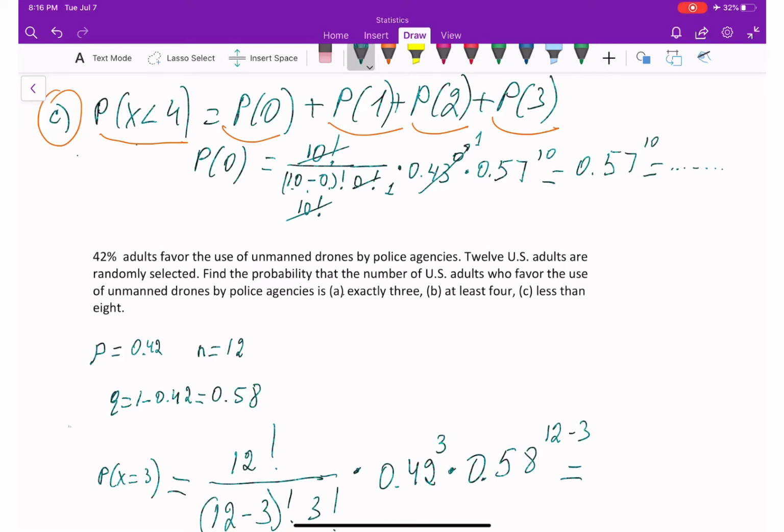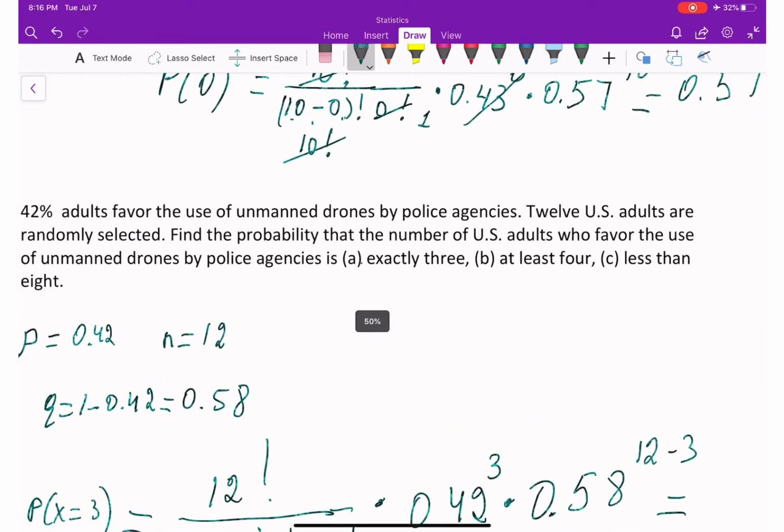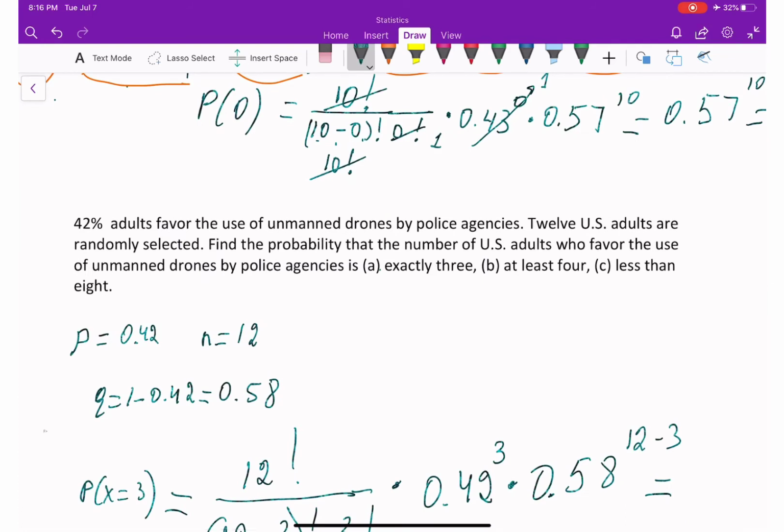42% of adults favor the use of unmanned drones by police agencies. 12 US adults are randomly selected; 12, right here, is going to be our sample size. The 42% given here is going to be our probability of success, which means automatically the probability of failure is 1 minus 0.42, which is 0.58.